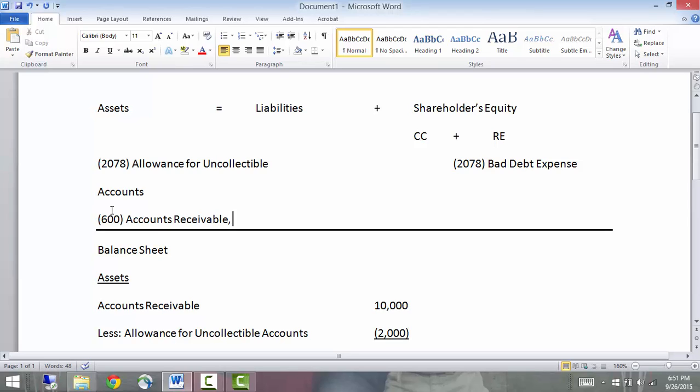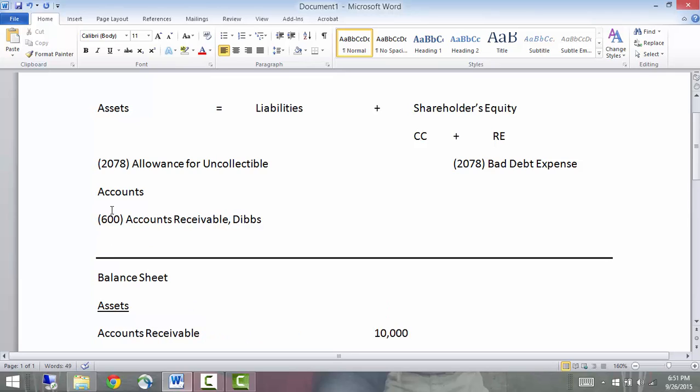Okay, and I'm going to just use the customer that's in the book, Dibs. If we found out that Dibs was not going to pay us, we would remove his account completely from accounts receivable. And look, we're also going to remove it from our allowance for uncollectible accounts. So this is normally a negative balance, so to remove it, you make it a positive number.